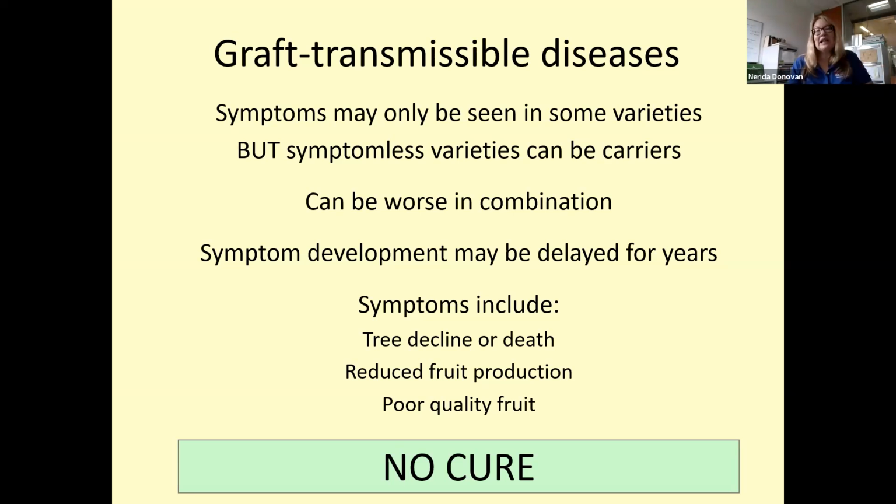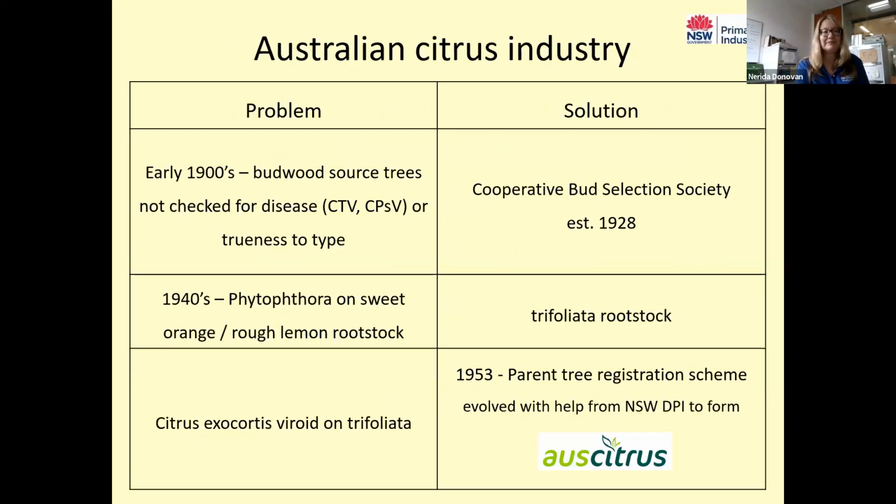Symptom development can be delayed for years, so you can put a lot of time and effort into a tree, and then after 6-7 years you say, why isn't it fruiting, or why does the fruit taste horrible, or why is the bark peeling off? And you realise you've wasted all this effort on an infected tree. So as I said before, tree decline or death can occur, or you just get not much fruit and it could be poor quality. And there's no cure, you just have to remove the tree.